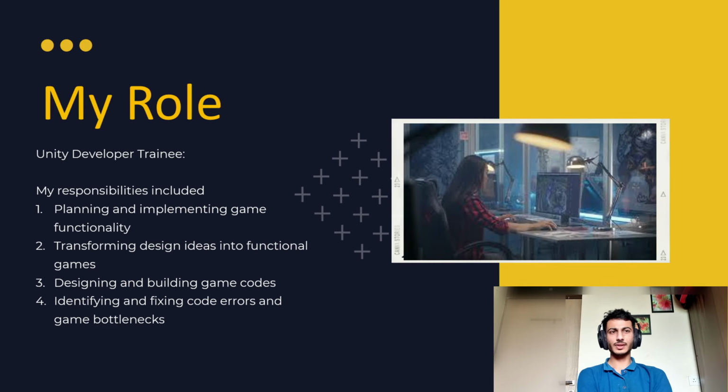My role in the company was Unity developer trainee, and the responsibilities included planning and implementing game functionality, transforming the design ideas given by the clients into functional games, designing and building game code, and also identifying the code errors and the bottlenecks that are being created in the game.